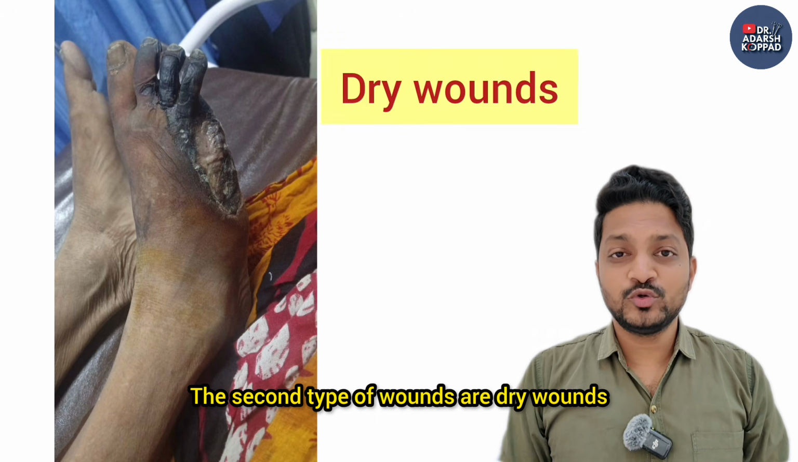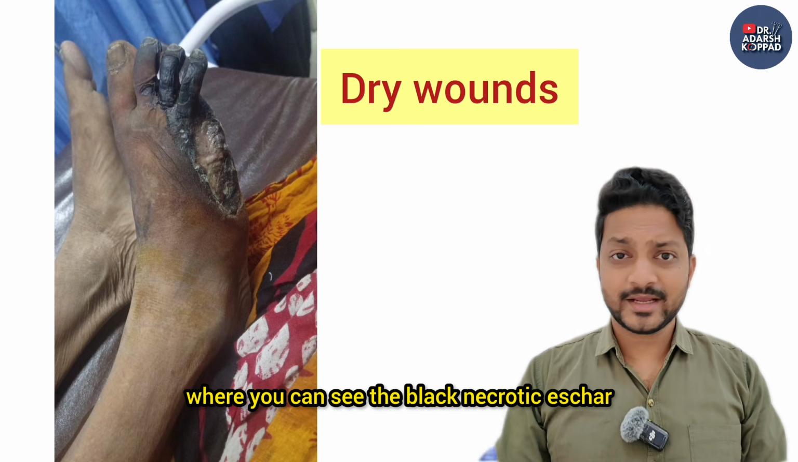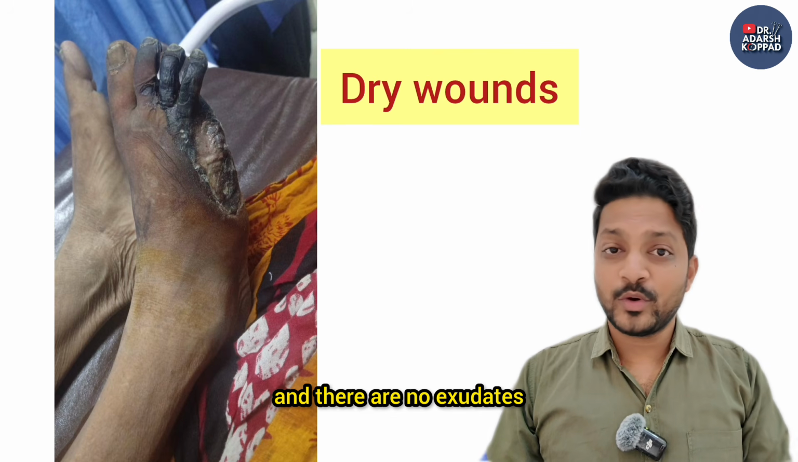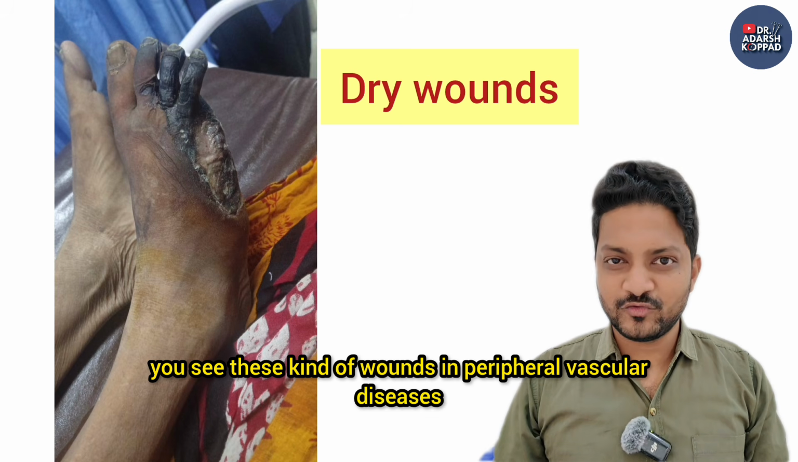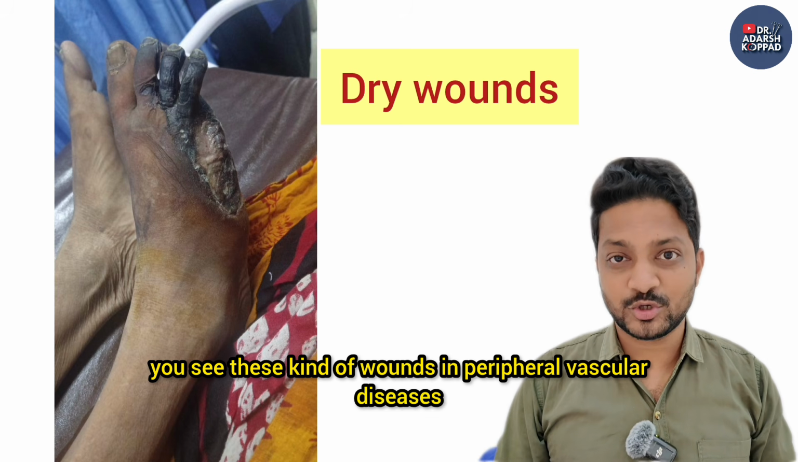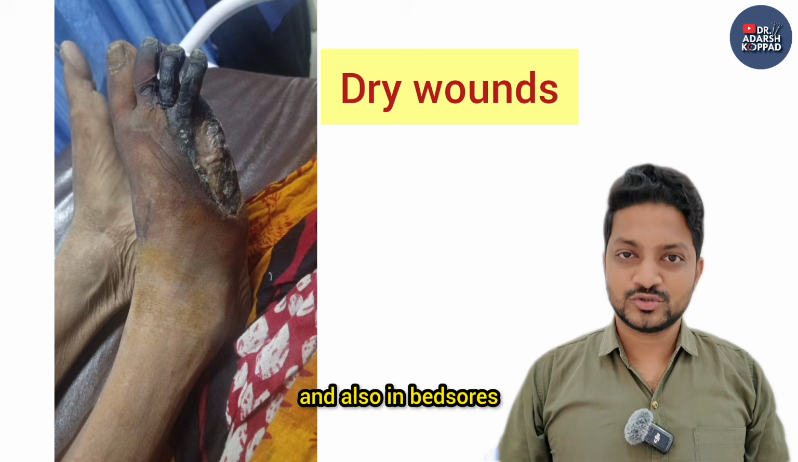The second type of wounds are dry wounds, where you can see the black necrotic eschar and there are no exudates and the surface is dry. Most commonly you see these kinds of wounds in peripheral vascular diseases, in diabetic foot and also in bed sores.